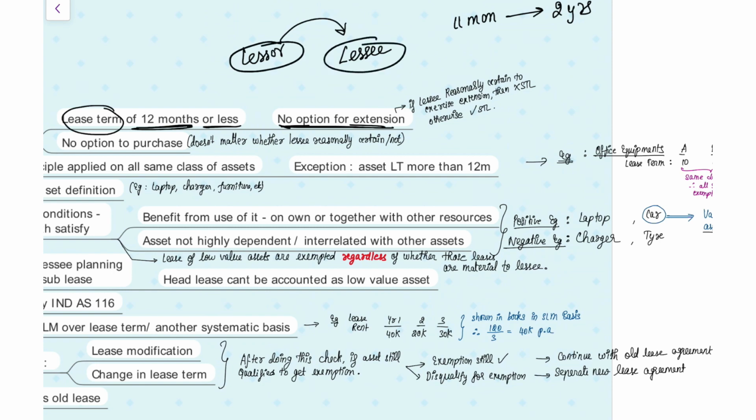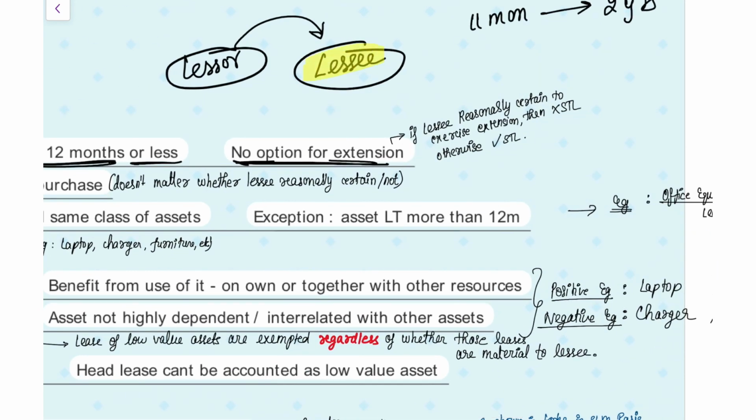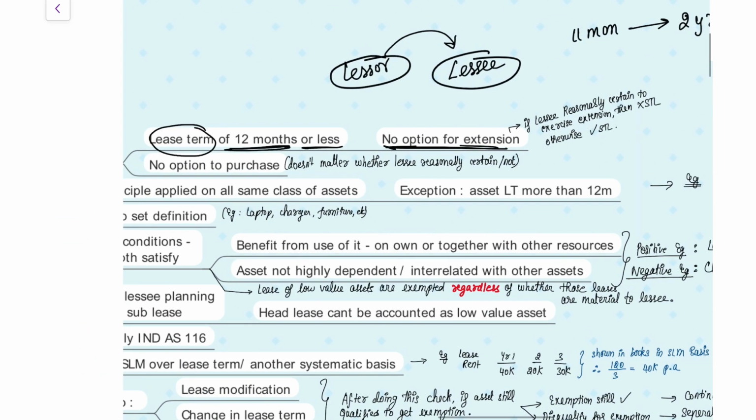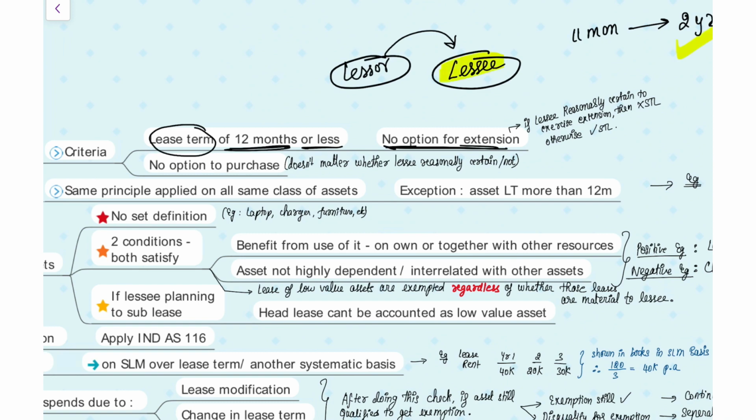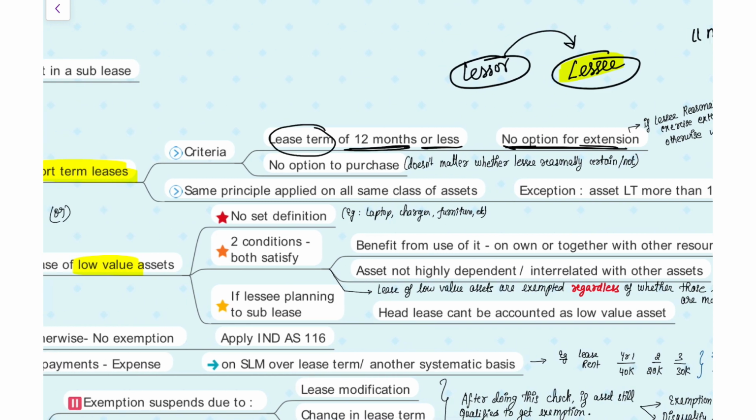Now the lessee has an option to extend the period. If the lessee is reasonably certain that he is going to avail the extension option and extend the lease term to 2 years, then in such case it will not be known as a short-term lease even though the initial lease term was 12 months or less. So you must remember that even if the lessee has an option for extension, he must not be reasonably certain or willing to extend it. Only then will it come under the criteria of short-term lease.